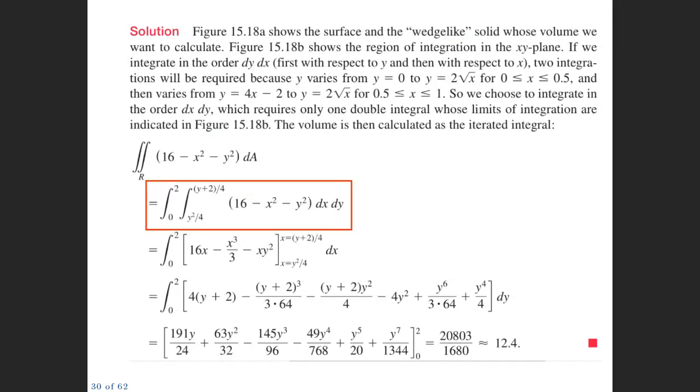Just look at the formula that I put in a red box. We have the integral from 0 to 2, integral from y squared over 4 to y plus 2 over 4, and then our function, 16 minus x squared minus y squared, dx dy. And that's the difficult part of the problem done. All of this, the bottom part, is just the easy bit. So let's not bother talking about that in the lesson.